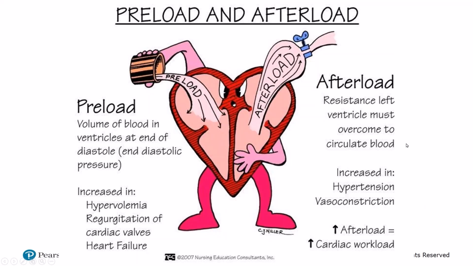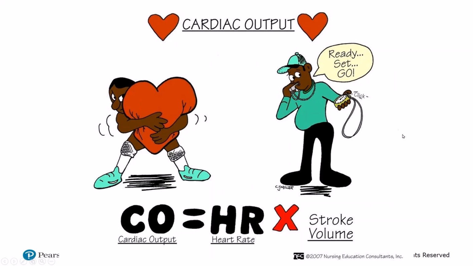And this is just a nice little picture I like because it shows what is preload and what is afterload. And with all of that, how that ultimately affects our cardiovascular and our respiratory systems. And again, there we go, our cardiac output. Cardiac output equals heart rate times stroke volume. All right, and it comes down to all this.